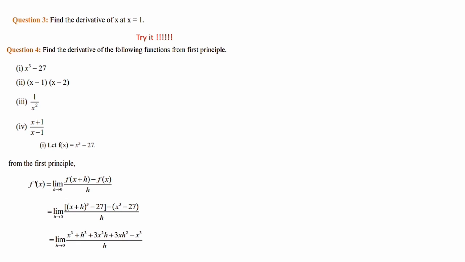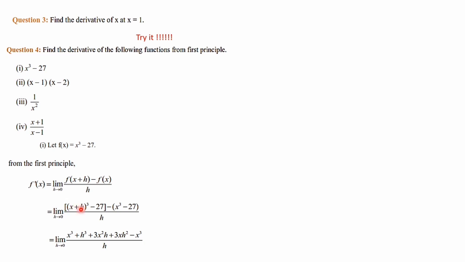So limit h tends to 0. This we can expand by using the formula a plus b the whole cube. So a plus b the whole cube, we know the formula a cube plus b cube plus 3a square b plus 3ab square. If you want you can write down on the right side, or else you can write it from the memory. It's not a problem. A plus b the whole cube is equal to a cube plus b cube plus 3a square b plus 3ab square. Once again I repeat, a plus b the whole cube is equal to a cube plus b cube plus 3a square b plus 3ab square.